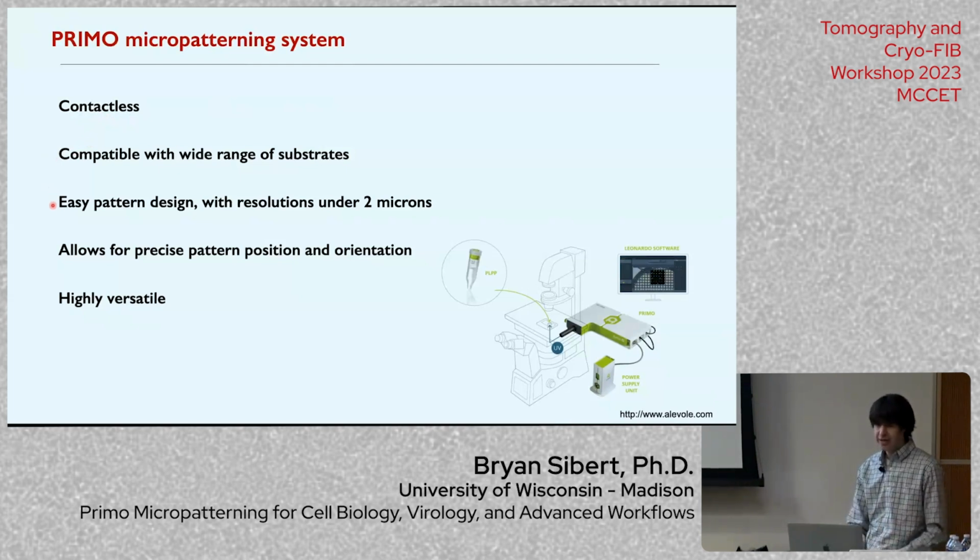You just design your patterns in Inkscape or Adobe Illustrator, and it can literally be any shape you want, and it can do lines down to less than 2 microns thickness very precisely. And again, it's highly versatile because you're not manufacturing stamps or printing out patterns in PDMS. If you decide during your experiment that you want to modify your pattern a little bit, you just go into Illustrator, make a few changes, and then your next grid can have a different pattern. There are even some tools within the software to do basic transformations like scaling your pattern.